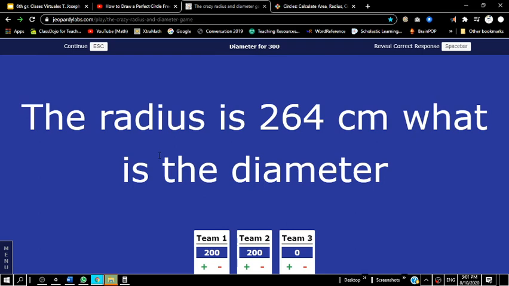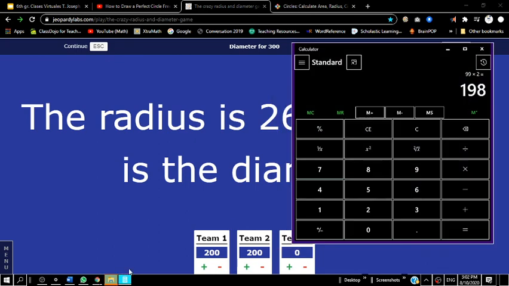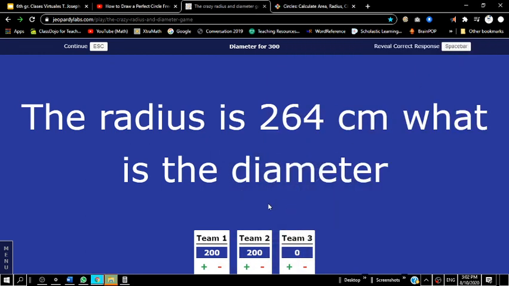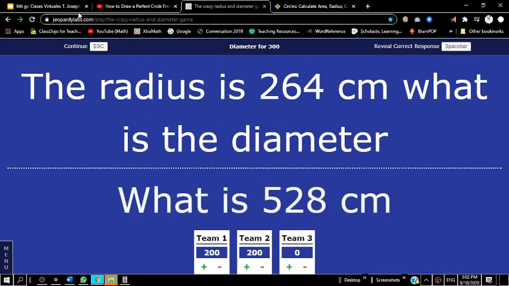The radius is 264 centimeters. What is the diameter? Well, do we divide 264 by 2 or multiply by 2? Well, the radius is the shorter end, right? So we need to multiply 264 by 2. 264 times 2 equals 528. We got it correct. Nice job.